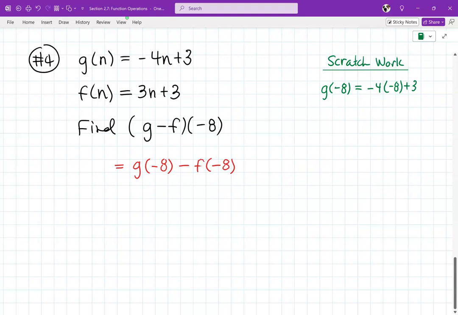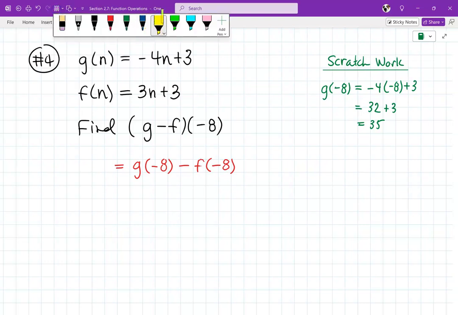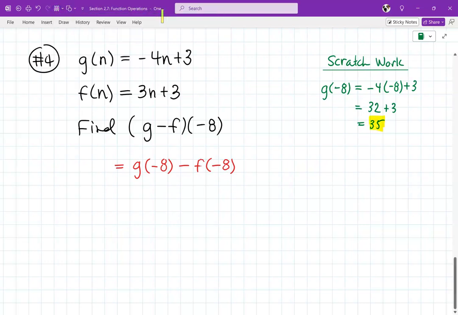Now remember, we were using this notation in the previous section, function notation, right? We were finding like f of 3 and g of 14 or whatever. We're plugging it in. This is -4 times -8. That's a positive 32 plus 3. So that's 35. I'm going to highlight that really quick just so that I know. That's one of the answers. G of -8 is 35.